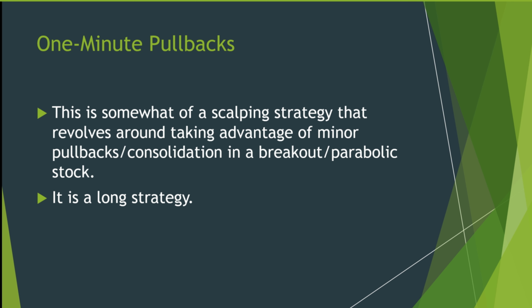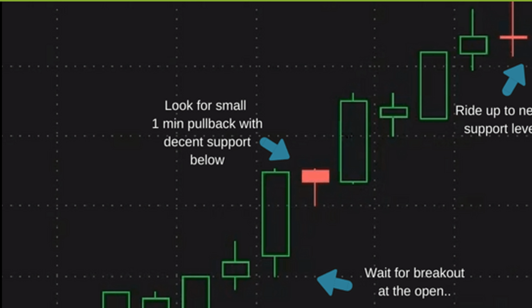And so this is the basic strategy here. You basically look for a 1 minute pullback, a small pullback with a red candle with decent support below it. Now you can wait for the breakout at the open, but one thing you're really going to want to look for with this 1 minute pullback is hammer style candles. You can see this is a hammer style candle, and this is what you're going to see a lot of the time with these 1 minute pullbacks. It's a good way to get some confirmation in the strategy.